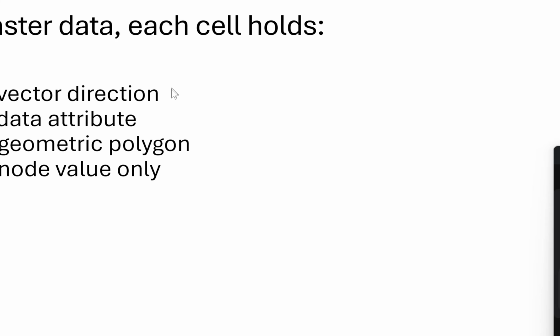So now you have to tell me, in raster data each cell holds what? A vector direction, a data attribute, a geometric polygon, a node value. Yes, a data attribute.